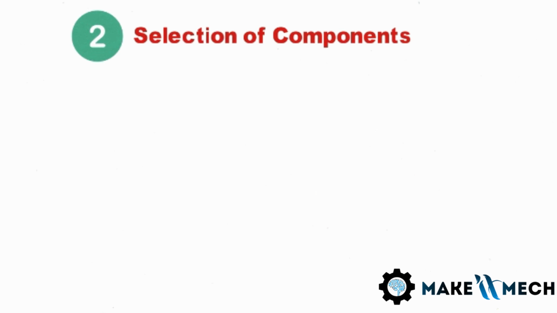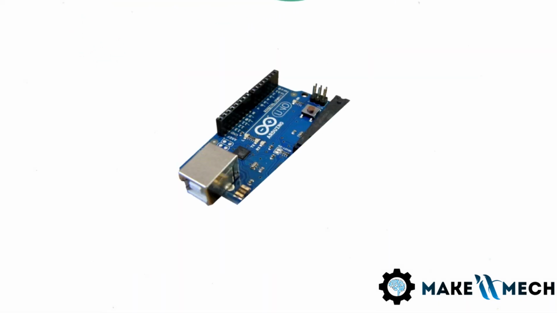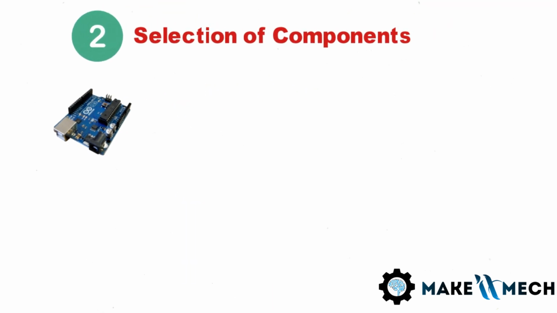Second step is the selection of components. Selection of components is a really important part because we have to design a lightweight, smooth running robot. So for this, we have to choose components very carefully. So the first one is the Arduino board. You can use any Arduino board, UNO, Nano, Mega. I'll recommend you to use Arduino Mega because we are going to use almost 5 IR sensors. So we need more inputs and outputs for this.